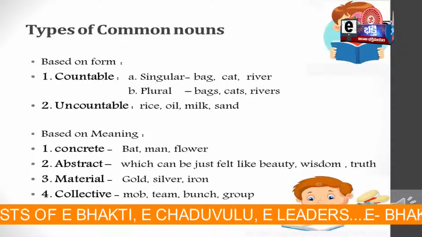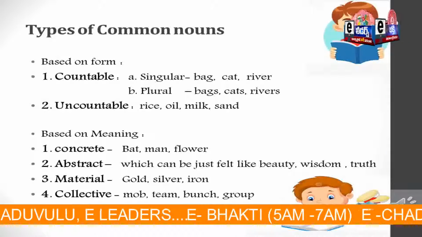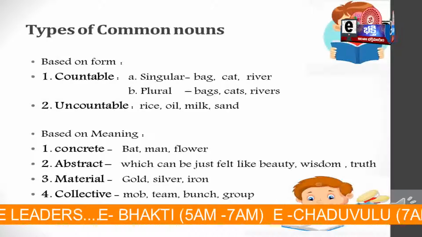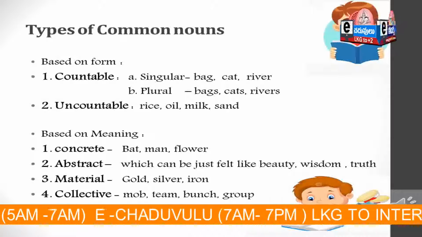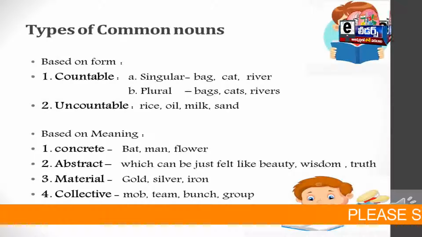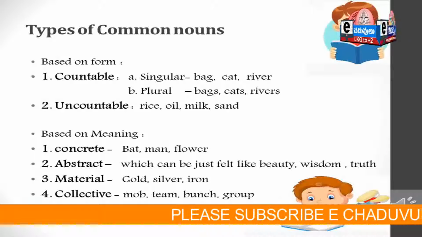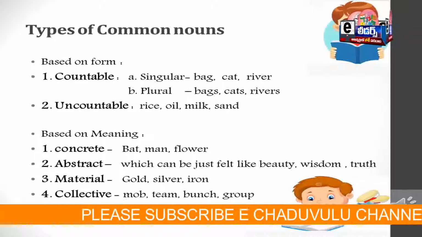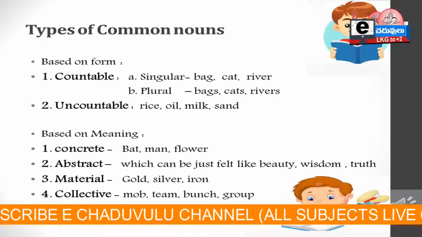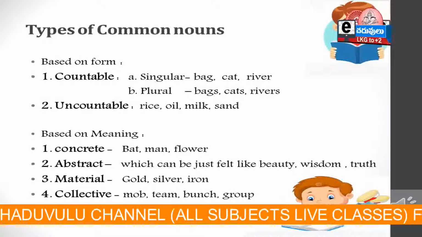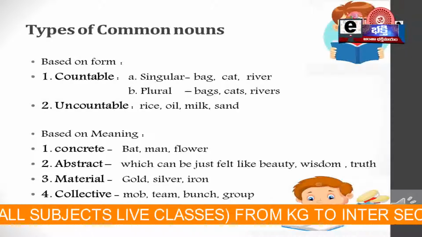And based on the meaning, there are four types of common nouns: concrete, abstract, material, collective. Concrete nouns have size and shape. For example, bat, man, flower. And abstract nouns are the ones which can be just felt, like the words beauty, wisdom, truth, knowledge, intelligence. And material nouns are the materials like gold, silver, wood, iron. And the collective nouns are a group or collection like mob, team, bunch, etc.